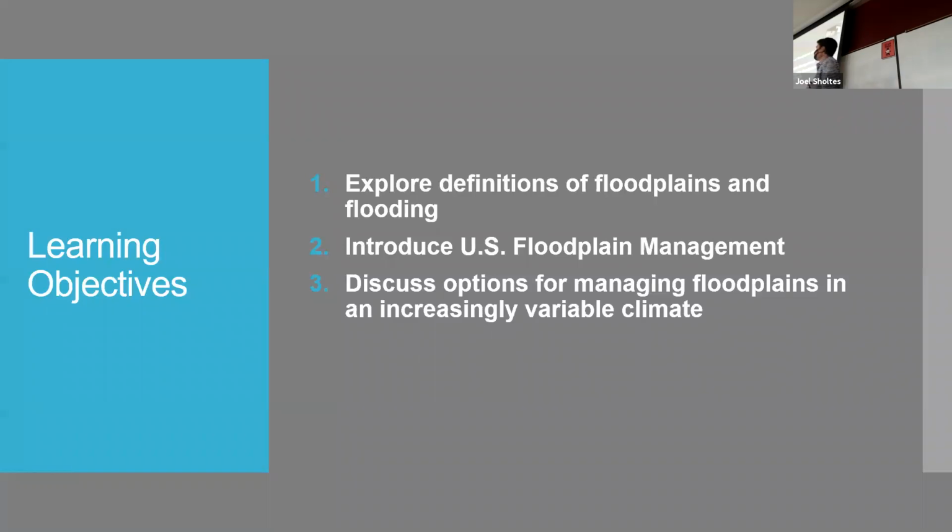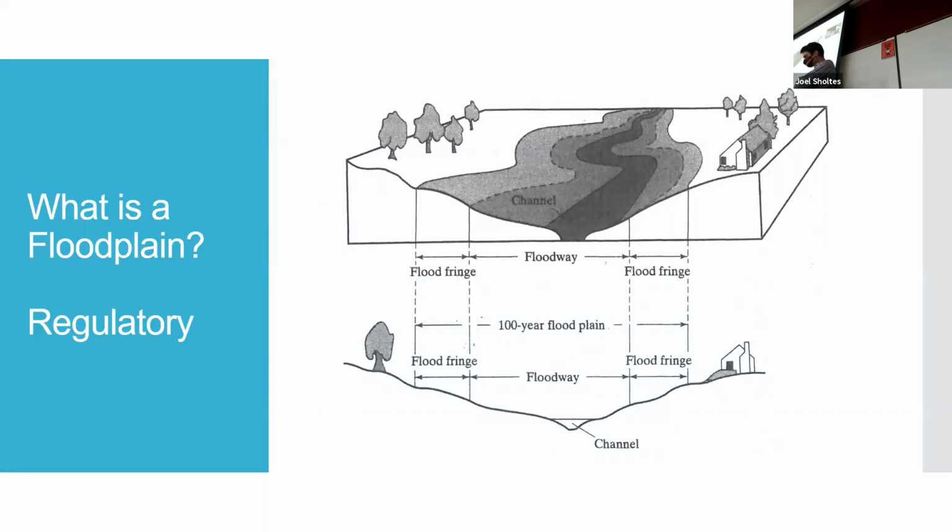So first we'll explore different definitions of floodplains and flooding and hazards in river corridors. We'll talk about how floodplain management happens in the US. And we'll discuss options for managing the floodplains in this kind of increasingly variable climate. Our exposure to flood hazards is increasing as we urbanize more, that sort of thing. How can we deal with that?